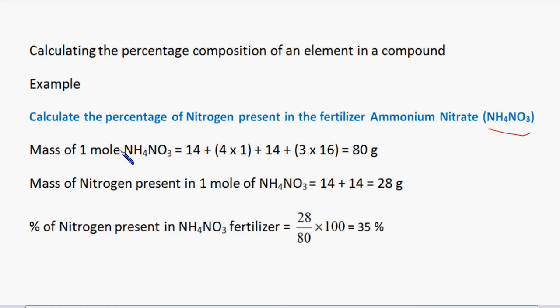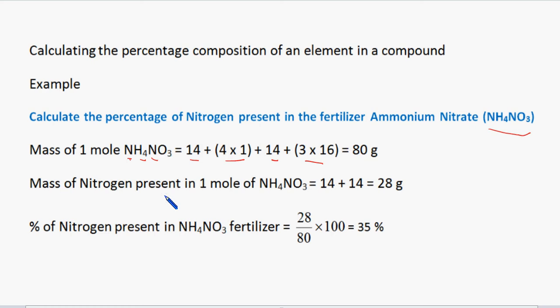We have 1 nitrogen atom at the beginning here, so we have 14. We have 4 hydrogen atoms, so it's 4 by 1. We have 1 nitrogen, so we add another 14, and we have 3 oxygen, so it'll be 3 by 16, and that gives us a total mass of 80 grams. Okay, so the mass of 1 mole of ammonium nitrate is 80 grams.